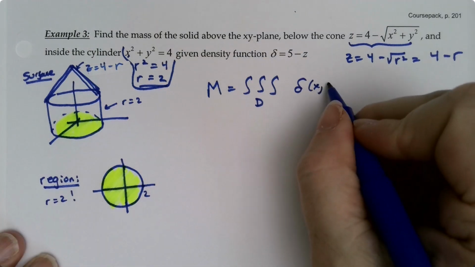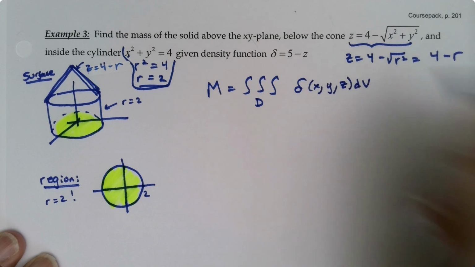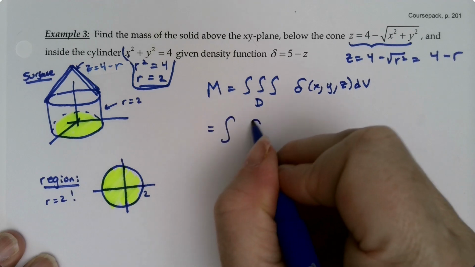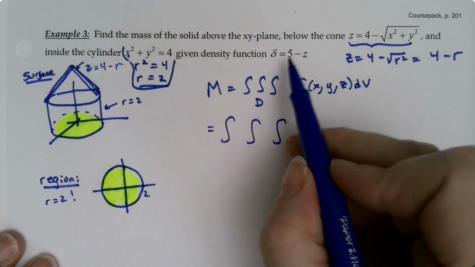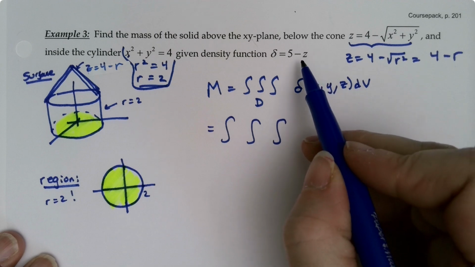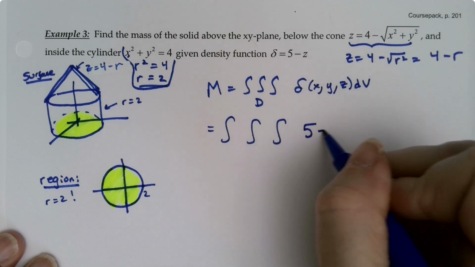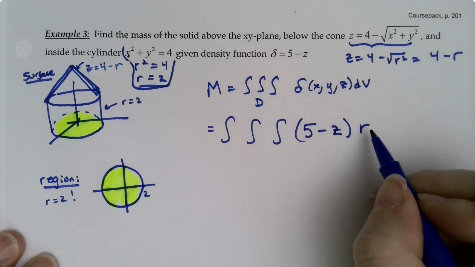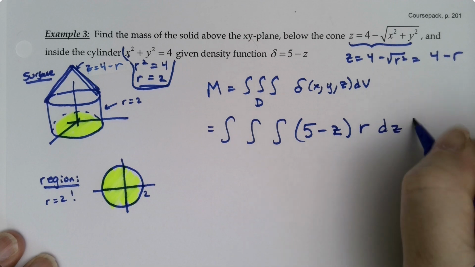x, y, z dV. Okay, so we are going to have to convert everything into cylindrical coordinates. Our density was 5 minus z. Well, luckily for us, that's still cylindrical, so we're fine with that. 5 minus z is great. Then we're going to say r, right? Don't forget the r bit. Then dz, dr, d theta.